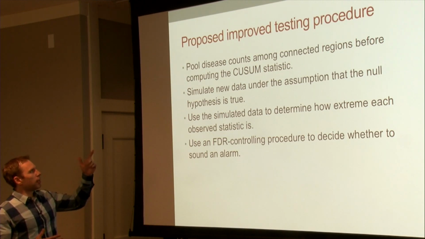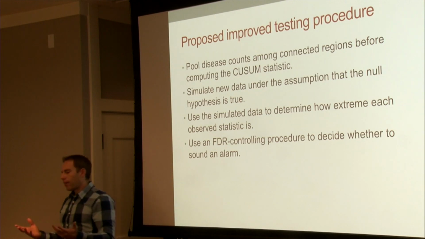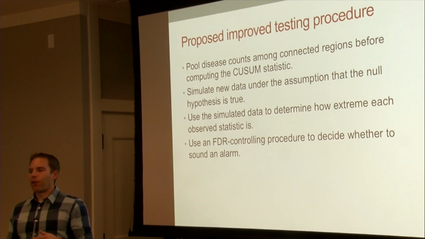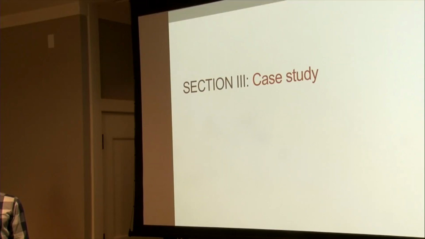Okay, so we pool the disease counts, and then one of the key steps is that you actually have to decide what's unusual and what's not. And so I'm going to gloss over this, but you basically have to simulate data under the assumption that nothing is going on, because we need to figure out whether an observed test statistic is unusual or not. And as we saw from those previous graphs, you can't just look at the data and say, oh, this is definitely unusual, right? And so we simulate data under the assumption that nothing is going on, and we use that to make our statistical decisions.